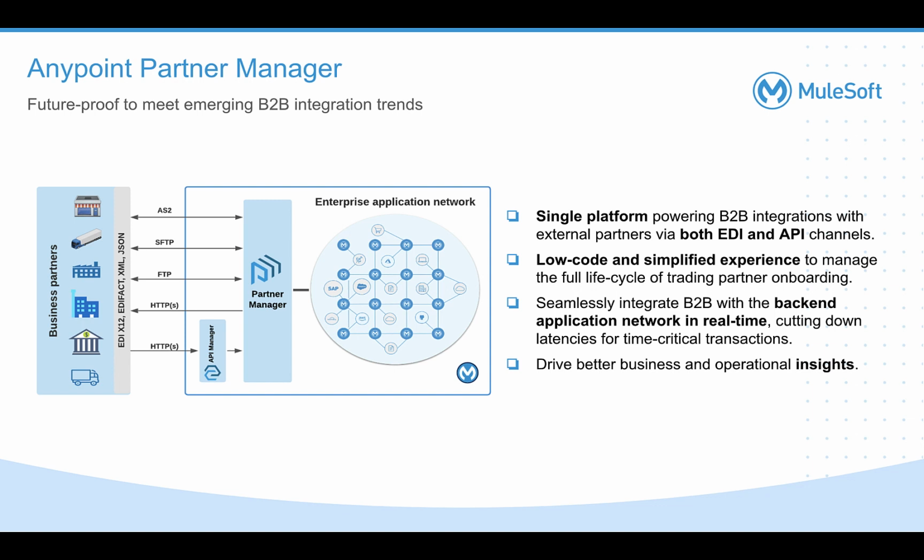Built on top of the industry-leading iPaaS and API management platform, Anypoint Partner Manager offers a unique and consistent experience to manage B2B integration through both traditional EDI and modern API-based communications. With the recent innovations delivered, Partner Manager allows you to easily configure HTTP endpoints in Partner Manager and manage those endpoints with Anypoint API Manager to apply policies for better governance and security.